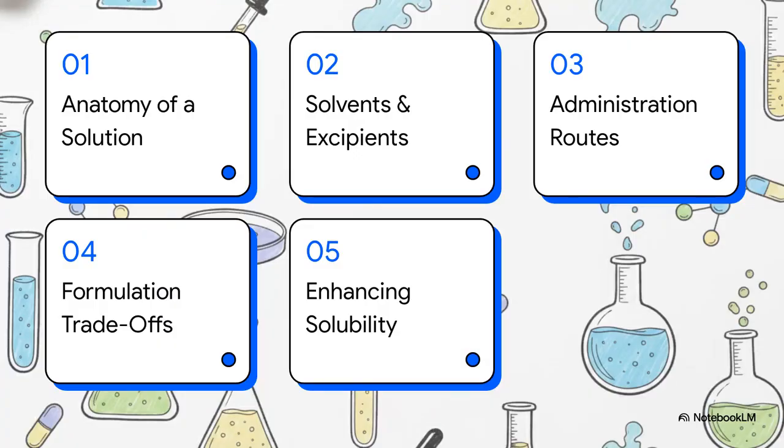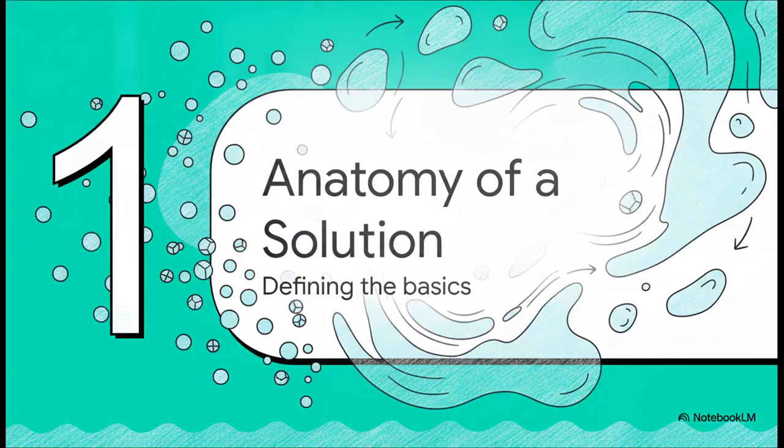Here's our roadmap for today's explainer. First, the anatomy of a solution. Then, solvents and excipients, followed by routes of administration. We'll look at formulation trade-offs, and finally, enhancing solubility. Stick around for that last part, because we're going to build up to some brilliant biochemical hacks that are just mind-blowing.